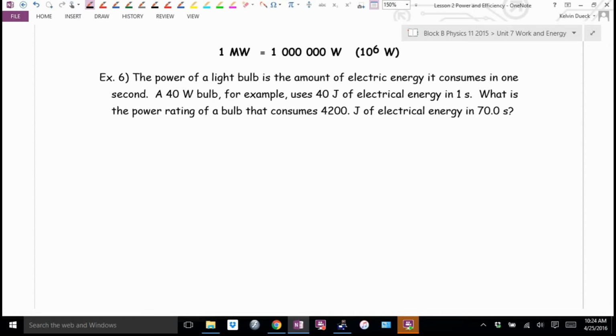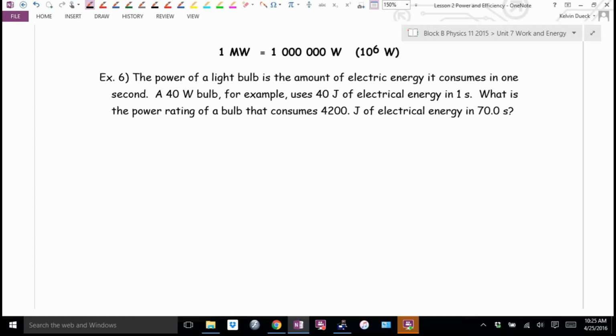All right. The power of a light bulb, oh yeah, light bulbs are measured in watts. What's that really telling you? How many joules of energy per second this bulb is going to use. A 40-watt bulb uses 40 joules per second. A 100-watt bulb uses 100 joules per second. That's why it's brighter, because it's creating more light energy.